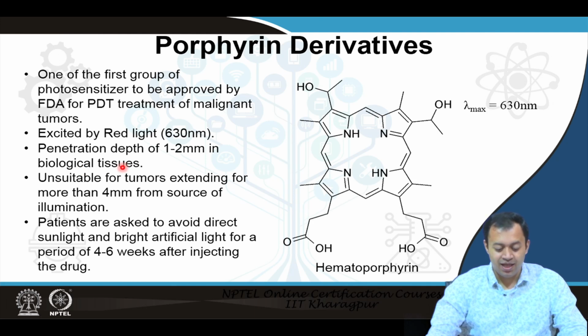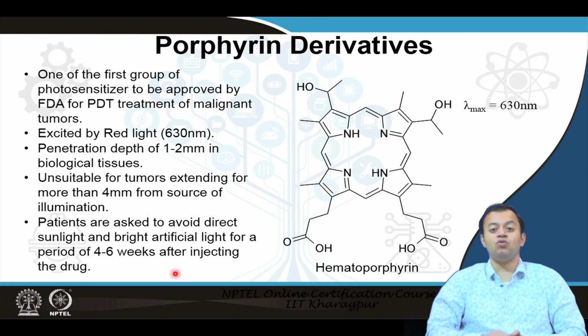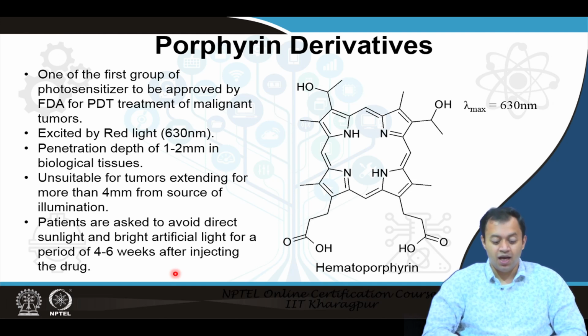And the problem with porphyrin derivatives, the earliest, generation 1 of these kinds of PDT drugs, was that they were unsuitable for tumors more than 5 millimeters from the source of illumination, and patients were asked to avoid direct sunlight and bright artificial light for a period of 4 to 6 weeks. After you have been treated, you have to stay at home in darkness for 4 to 6 weeks. Otherwise, the residue remaining in non-cancerous areas could be oxidized as well.